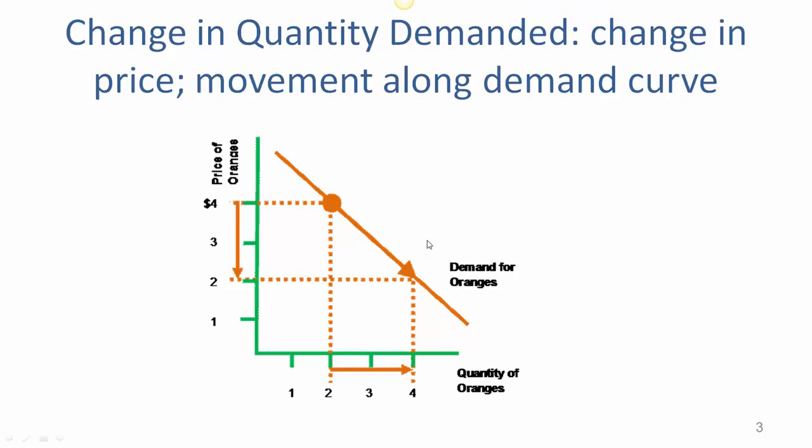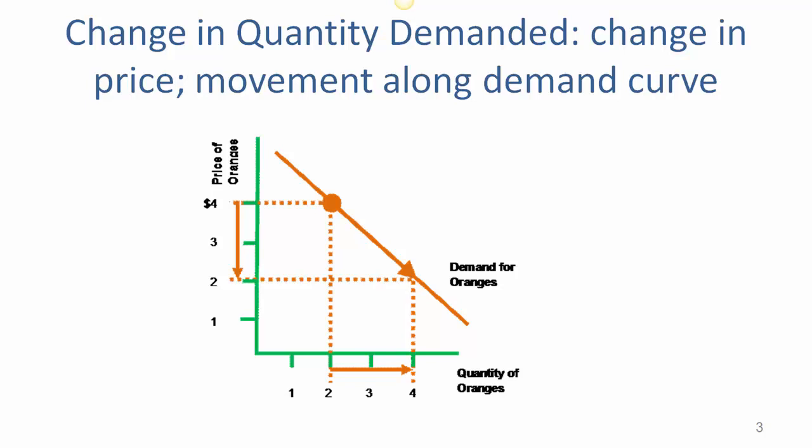Now, the same idea holds, of course, for the opposite, moving down the demand curve. In this case, the price drops from $4 down to $2. Likewise, on the y-axis, we see the price drop from $4 to $2. And because of the price drop, we're seeing an increased quantity purchased of oranges, moving from 2 to 4. Likewise, we would see movement down the demand curve, increasing the quantity demanded for the goods we're talking about, in this case, oranges.